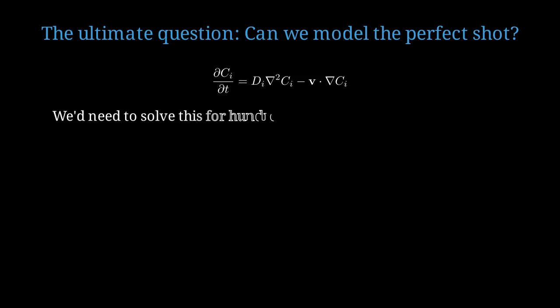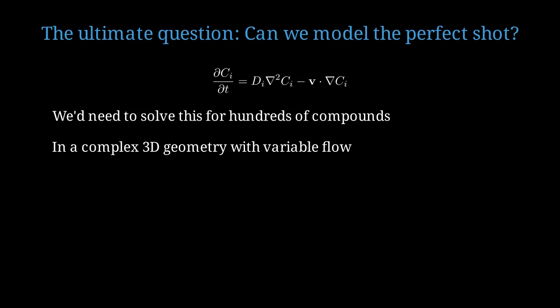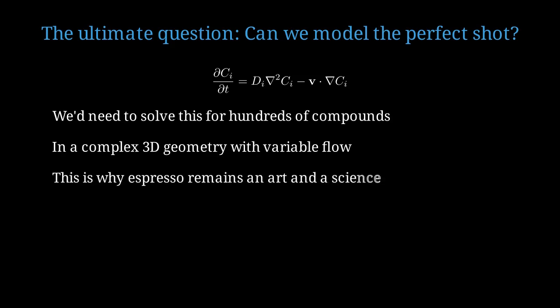We'd need to solve this partial differential equation for hundreds of different chemical compounds, each with different diffusion coefficients and solubilities. And we'd need to solve it in a complex three-dimensional geometry with spatially varying flow patterns that depend on the puck structure. This is why, despite all our physics and mathematics, espresso making remains as much art as science. The system is too complex for complete analytical solution.